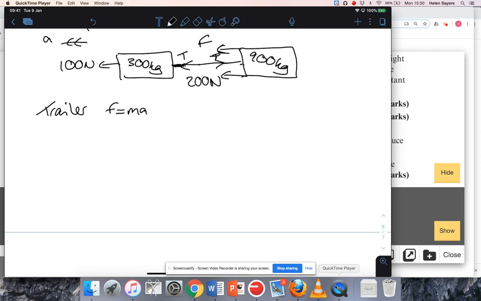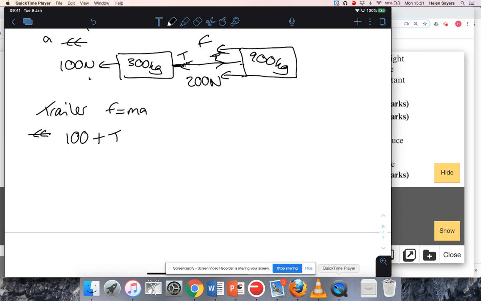So if I look at the trailer, and let's take left as positive, so 100 plus T, they're both going to be trying to slow it down. The 100 newtons was always a resistive force, and it is still travelling to the right. The 100 newtons is still going to be working to the left, because even though it's slowing down, it is still travelling off to the right until it reaches a halt. So 100 newtons is still slowing it down in that direction.